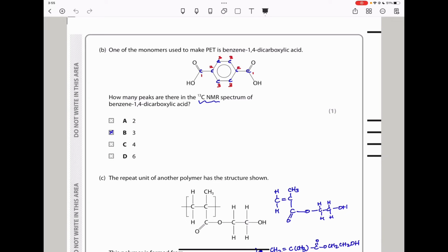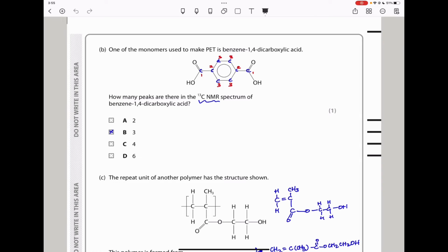Question 7b says one of the monomers used to make PET is benzene-1,4-dicarboxylic acid. They have given us the structure here, and then they ask how many peaks are there in the carbon-13 NMR spectrum of benzene-1,4-dicarboxylic acid. So remember, we are looking for the different carbon environments. Since this thing is similar to that, and that is a ring, we can see that this carbon is identical to that carbon. So they are the same.